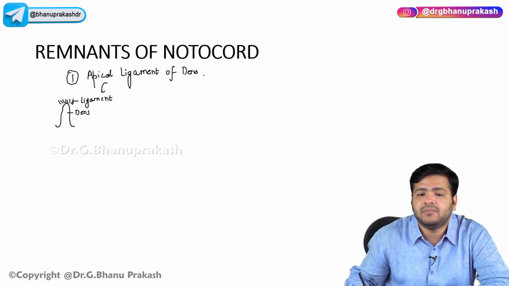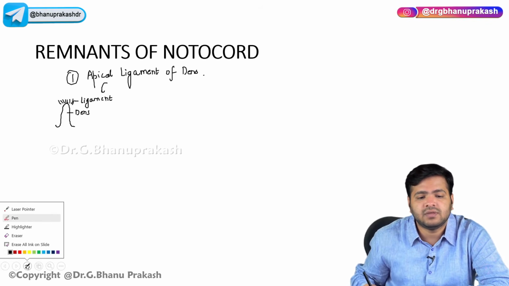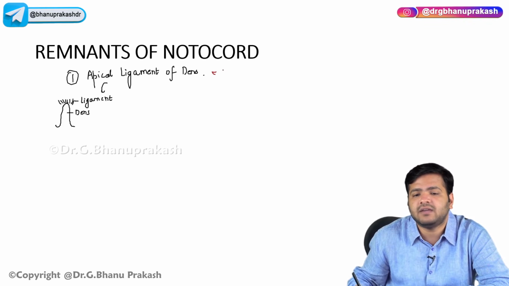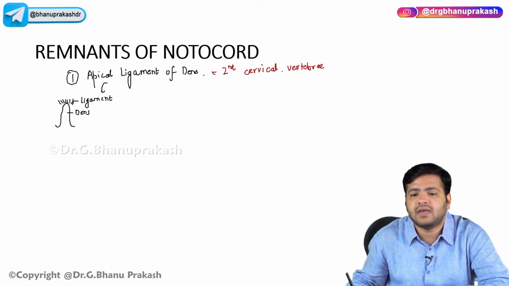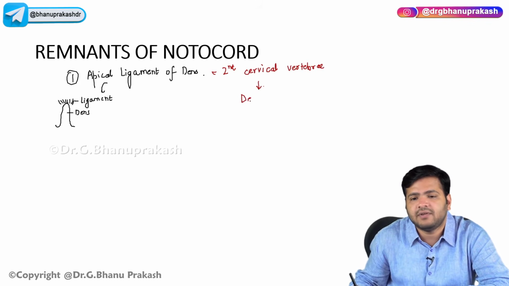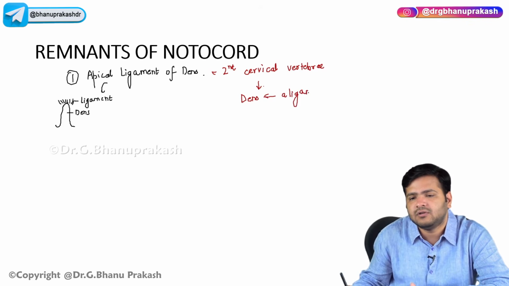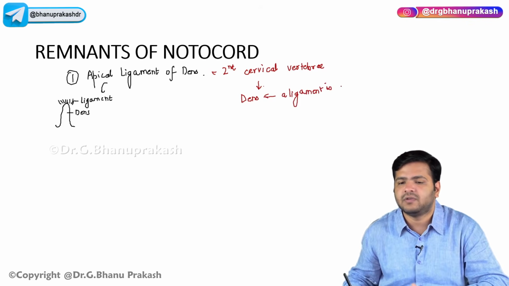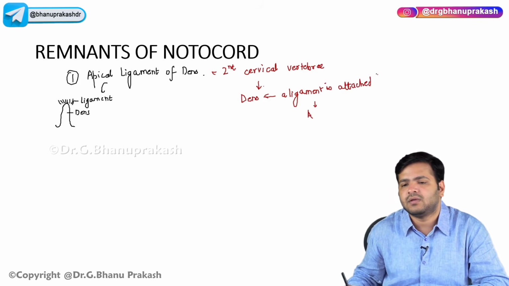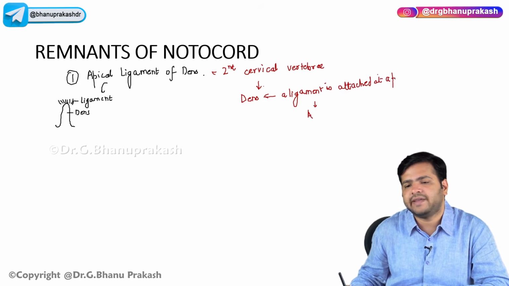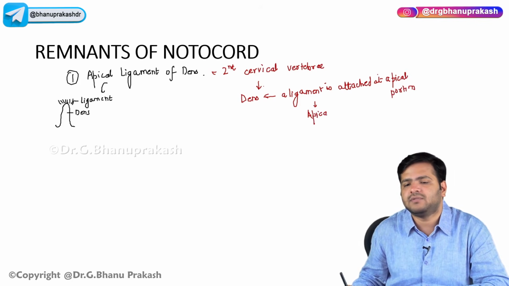Okay, so remember that the second cervical vertebra has a dens, right, a process, and to this dens a ligament is attached, and that is called the apical ligament of the dens, at the apical portion.